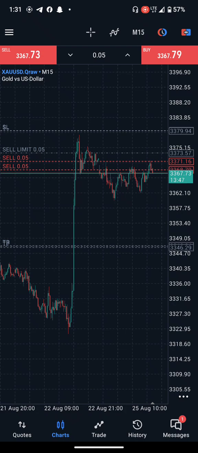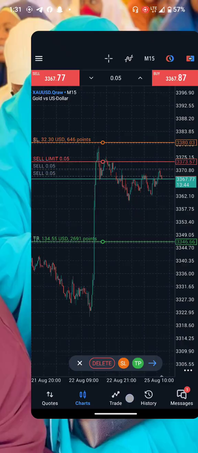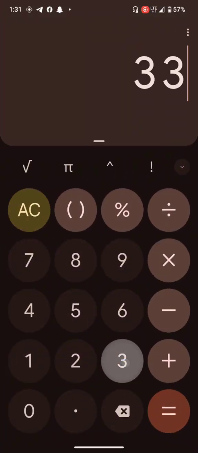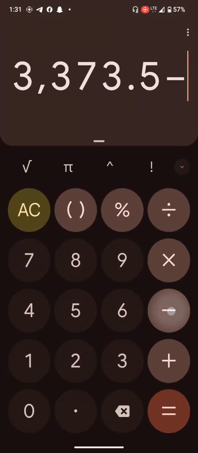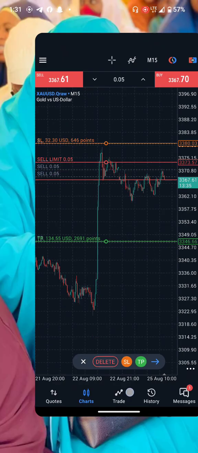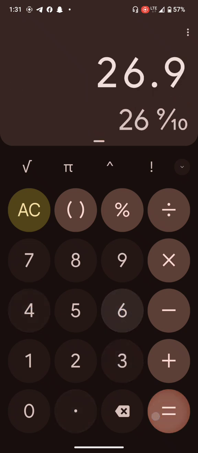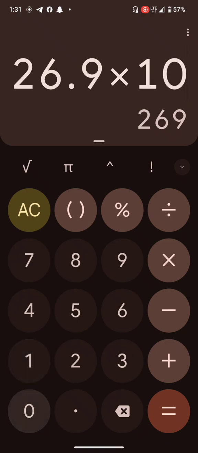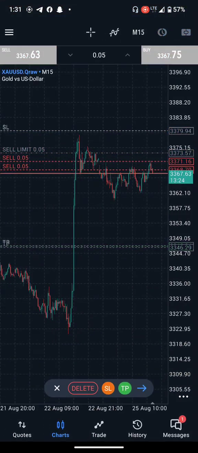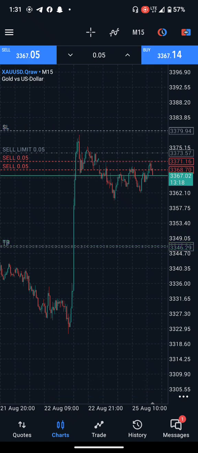So now from this position to our take profit, 3373.5 minus our take profit, which is at 3346.6, times 10. That's 269 pips. So from here to here is 246 pips. Now look at it.